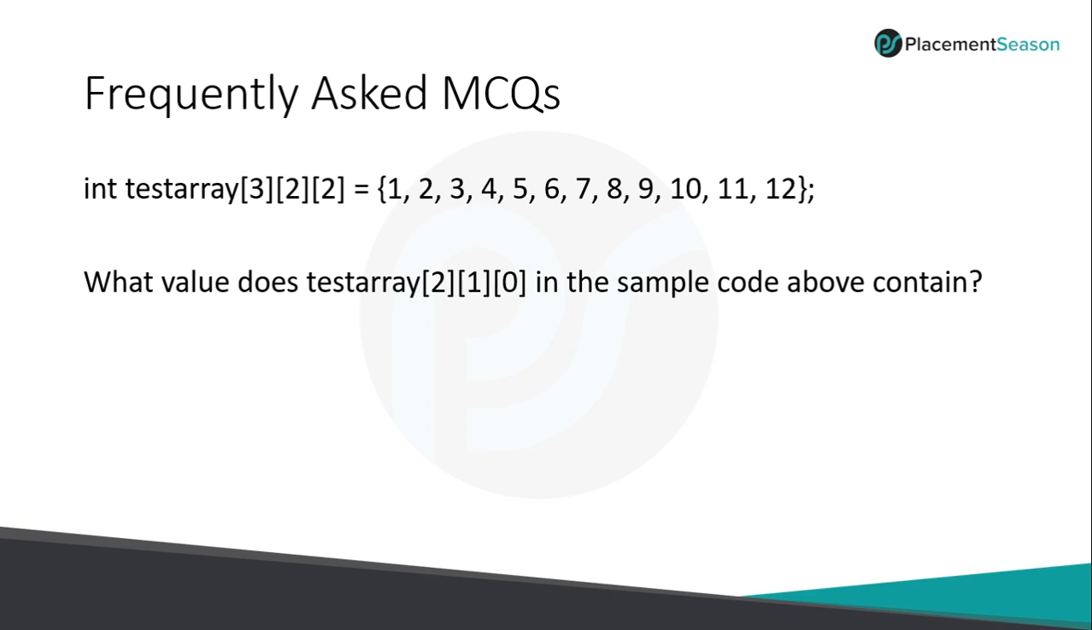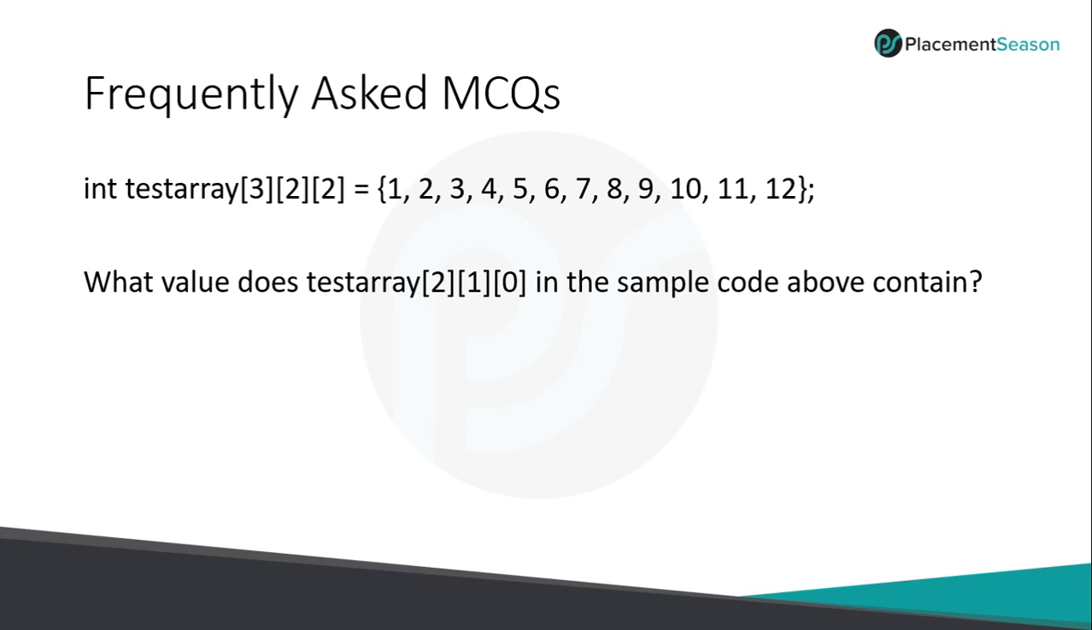Okay guys, it is very simple. What is the maximum size of this array? Here they have given 3, 2, 2. So what will be the maximum index value? This one will be 2, this one will be 1 and this one will be 1. So array index is always 1 less than the array size. So testarray[2][1][1] will be the last element. And what is the number asked here? [2][1][0]. That is the last but one number, which will be the output here.